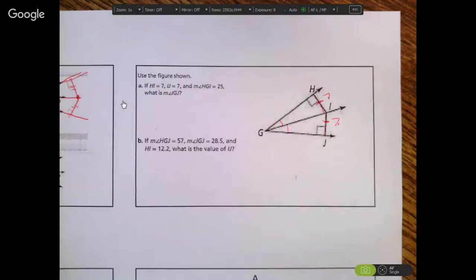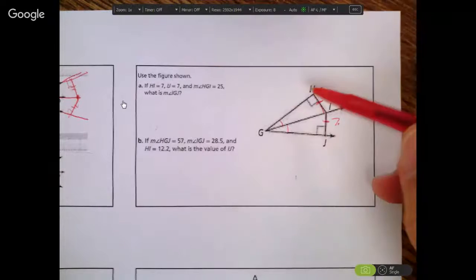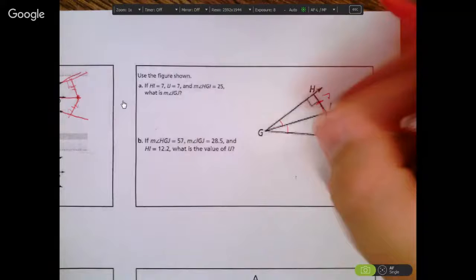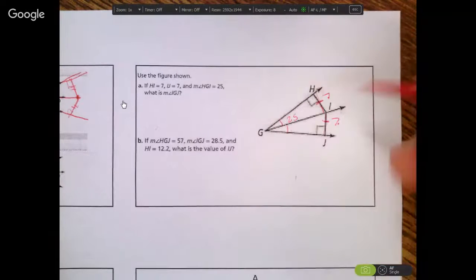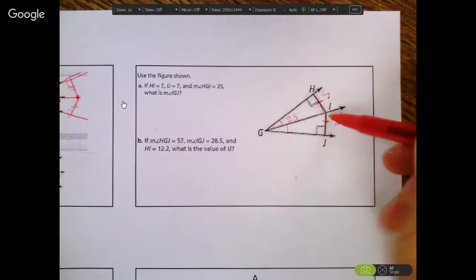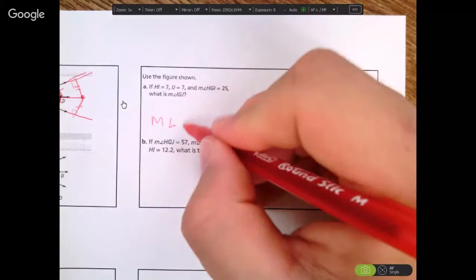Okay. So then they tell me that HGI is 25. So they want to know what IGJ would be. It's 25. It would be the same.